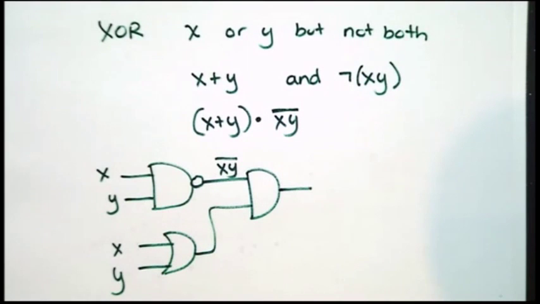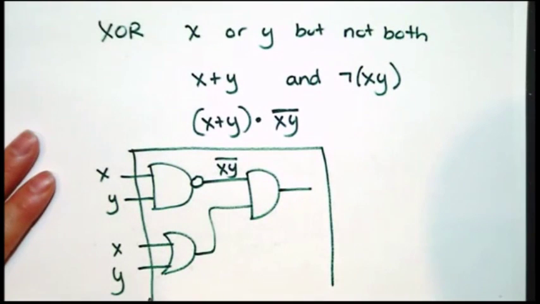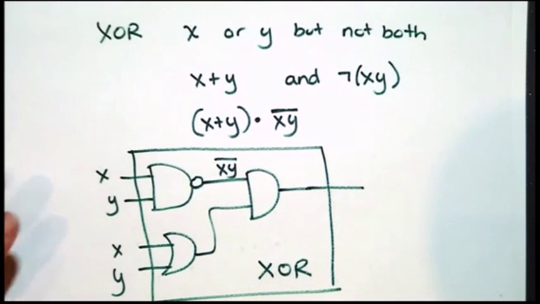Now I'm going to do something that's kind of cheap, but you're allowed to do it. That is now my exclusive OR circuit, and now I'm going to reuse it. So if I tell you you have to draw something with ANDs and ORs, you can draw it and then use that new circuit that you've drawn. Because that's actually what we do.